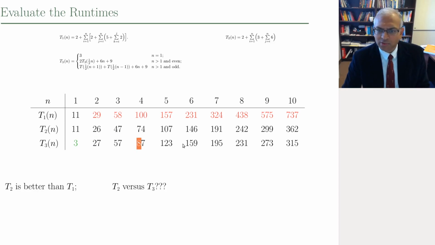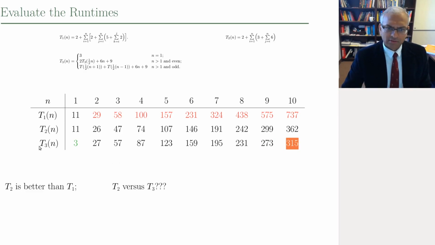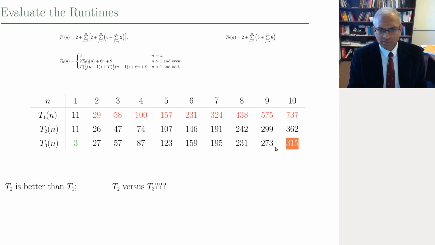Then 87, 123, 159, 195. Now they're starting to look comparable. And then, at n equals 8, look what happened. T3 became better than T2, and then it's got even better, and then even better, and so it looks like something very strange is going on. The third algorithm starts out well, got worse, and then got better than T2. So which one is better? It seems like determining whether you're going to use algorithm 2 or algorithm 3 in terms of runtime depends on what the input n is.